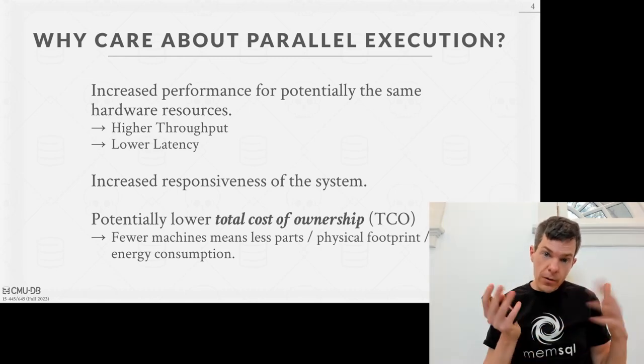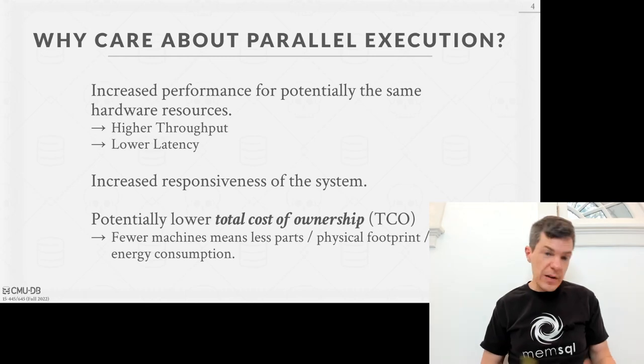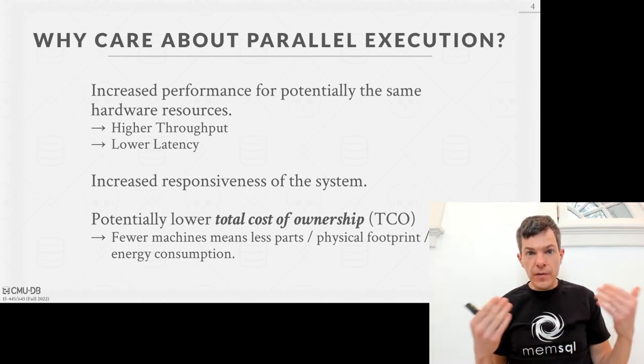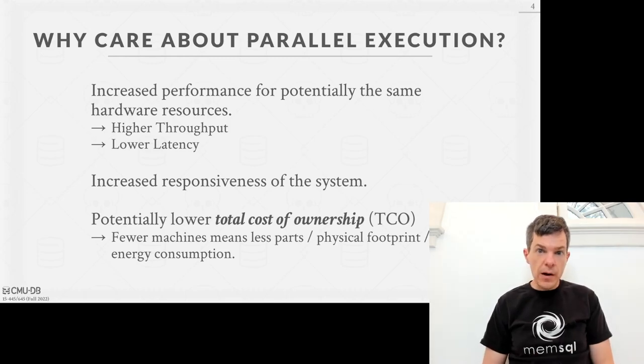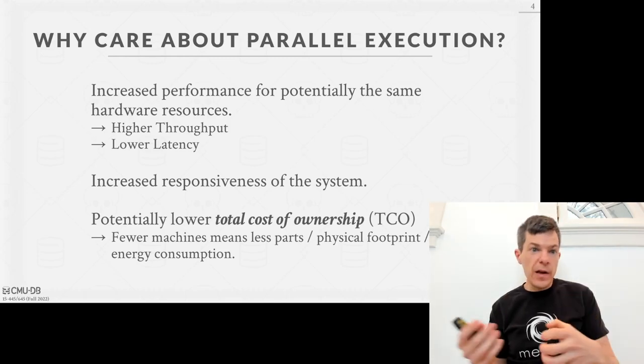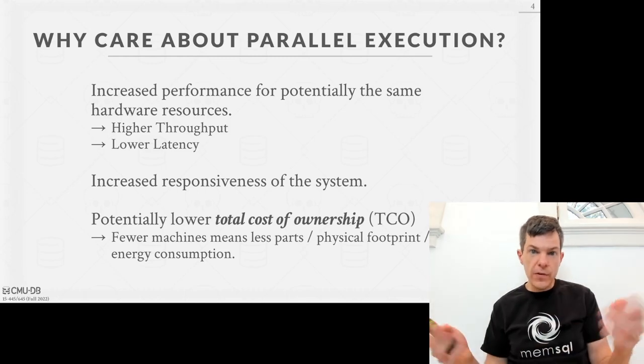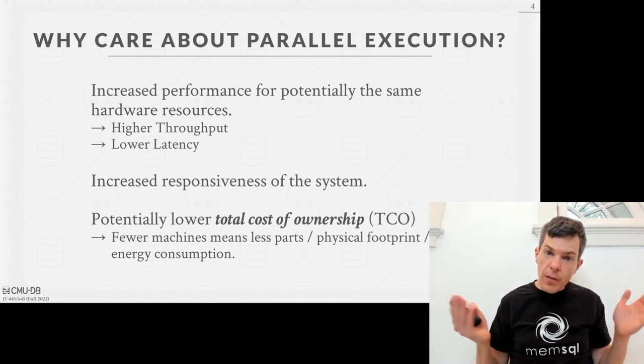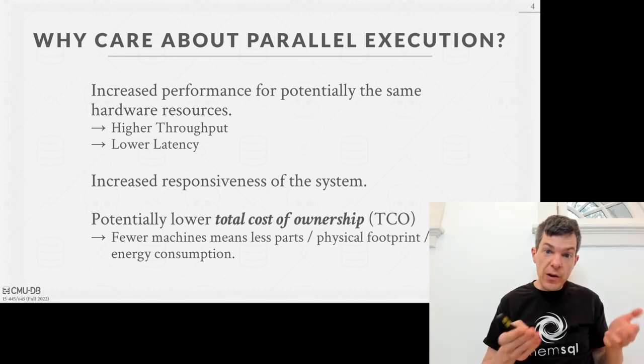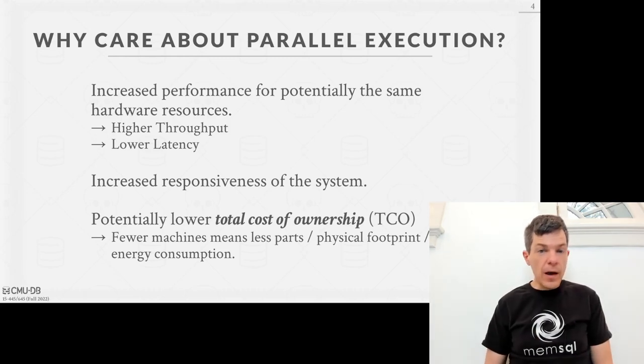Although if you're running in the cloud, Amazon, Google, Microsoft handle that for you, but even then you pay them money to do that. And of course, all of this means that you're going to use less energy potentially, because every machine has to maintain its own RAM, has to maintain its own disk, and all that takes power. But if I can have my system run really, really well on a single box, then maybe I don't need to spread out across multiple machines.